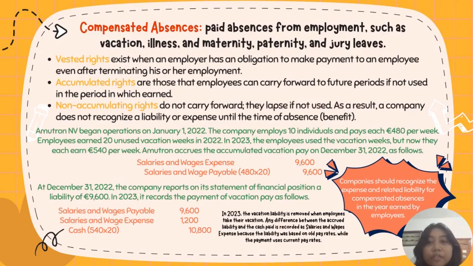Okay, for the first material, compensated absences. It's like paid absences from employment, such as vacation, illness, and maternity, paternity, and jury leaves. The first one is vested rights. These rights exist when an employer has an obligation to make payment to an employee even after terminating his or her employment. The second one is accumulated rights, those that employees can carry forward to future periods if not used in the period in which earned.